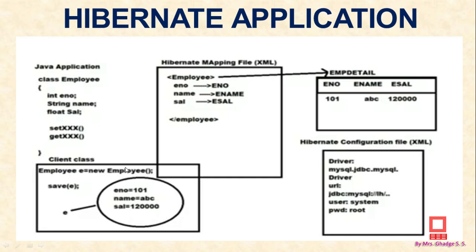So the client is the one which is responsible for populating Java objects, and then from that object, data is stored into the database table. In order to store data from an object into a table we need to write this Hibernate mapping file. Basically, object relational mapping is done with the help of this mapping file.